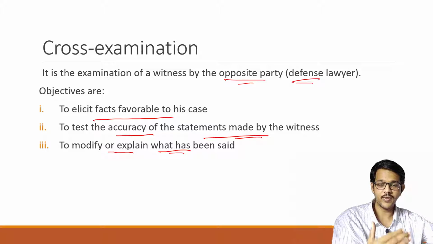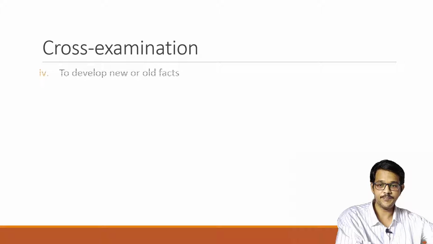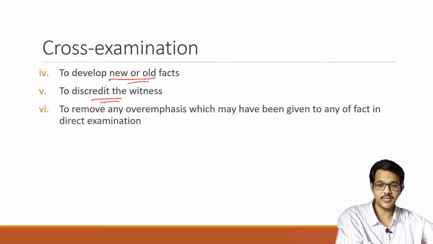So what are the facts favorable to his case? He only extracts the answers from the expert favorable to his case, to test the accuracy of what he has told and to modify anything which he has said. Then he wants to develop new or old facts. He may ask questions so that he will discredit the witness, or to remove any overemphasis which may have been given to any fact in the direct examination or examination-in-chief. These are the objectives for which the lawyer goes for cross-examination.